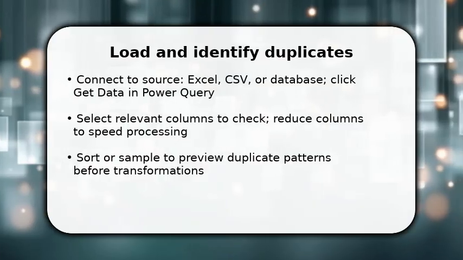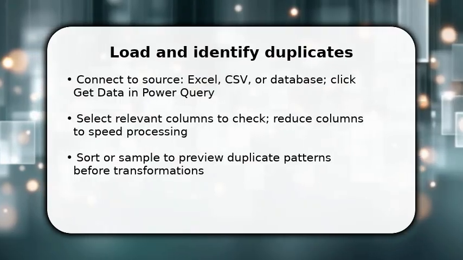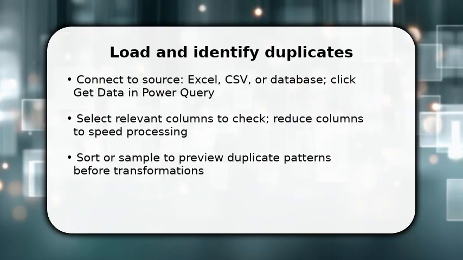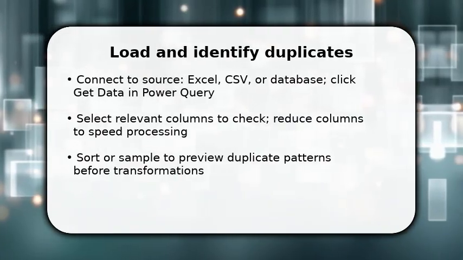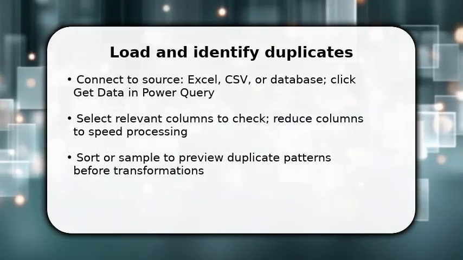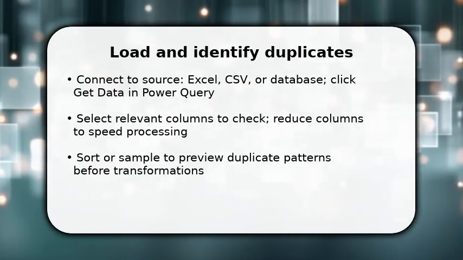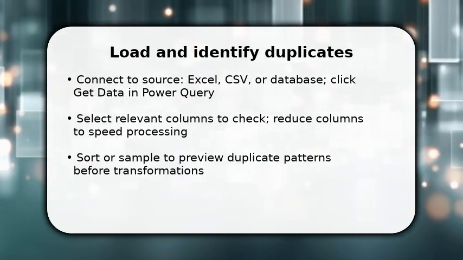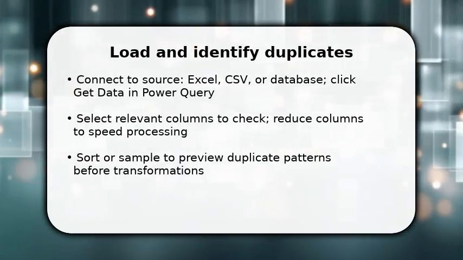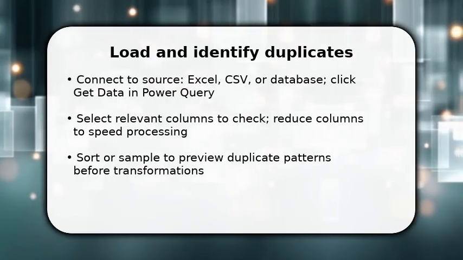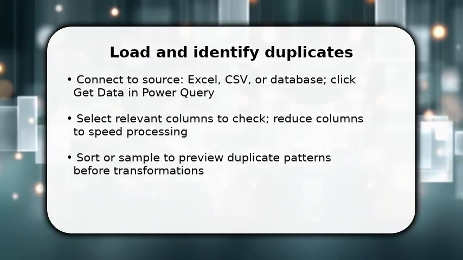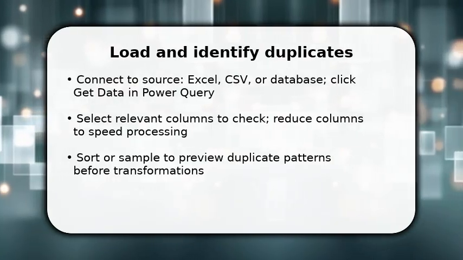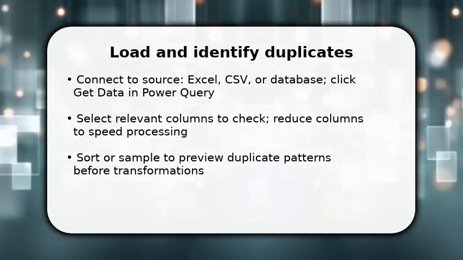You begin by loading the table into Power Query and narrowing columns to the fields you care about. This reduces noise and speeds up later steps. Next, you identify which columns define a duplicate, one column, composite keys, or entire rows, and mark them mentally. Once done, sort or filter to visually confirm repeating values so you know your target. Make sure to keep an untouched original query step so you can revert if your definition of duplicate changes.